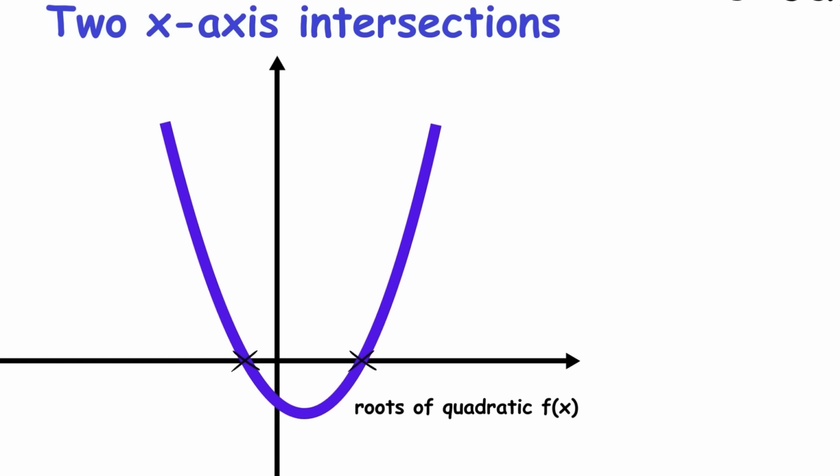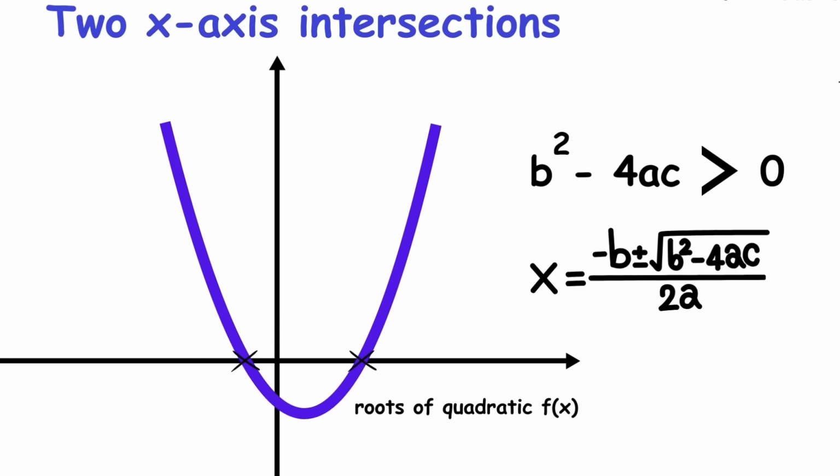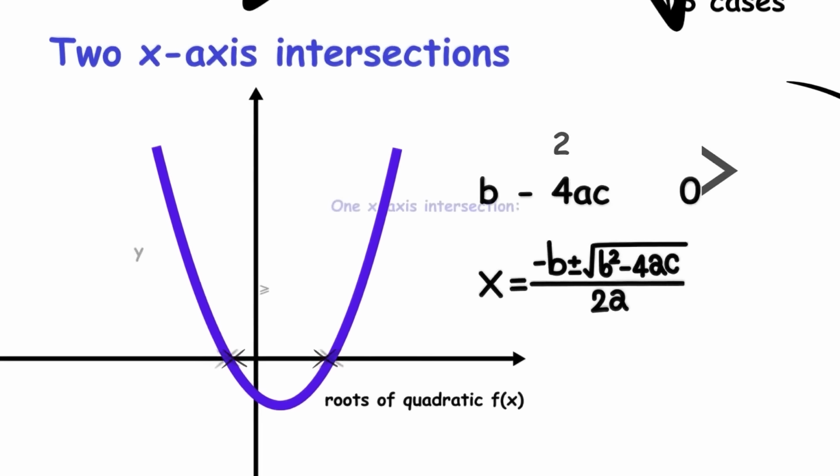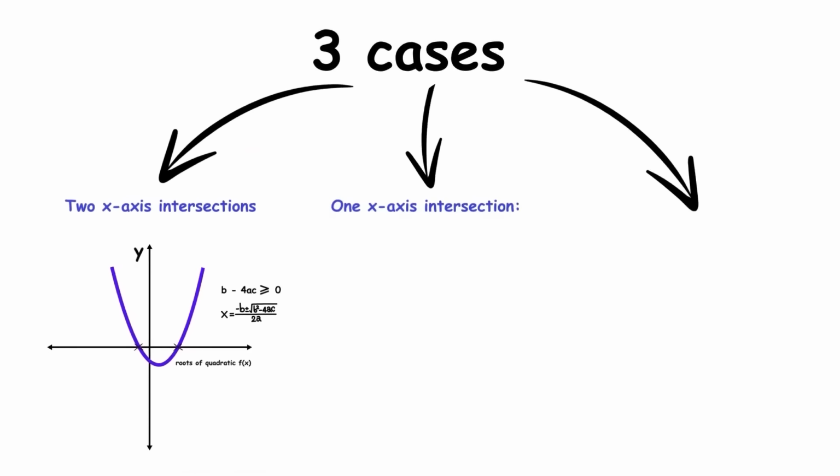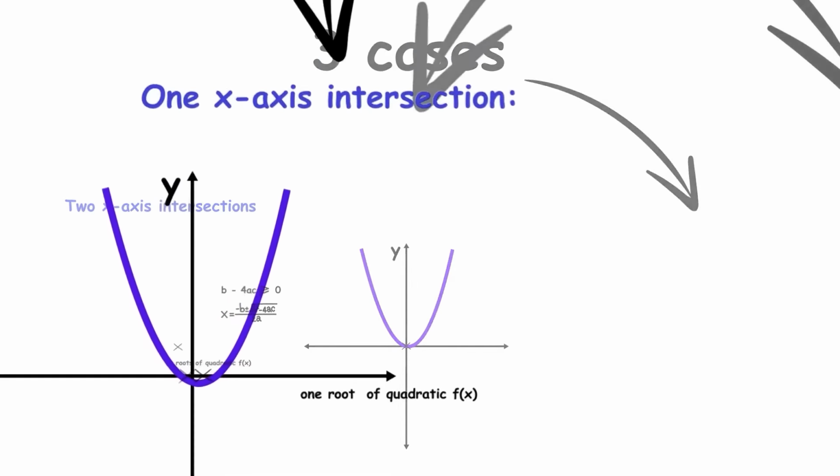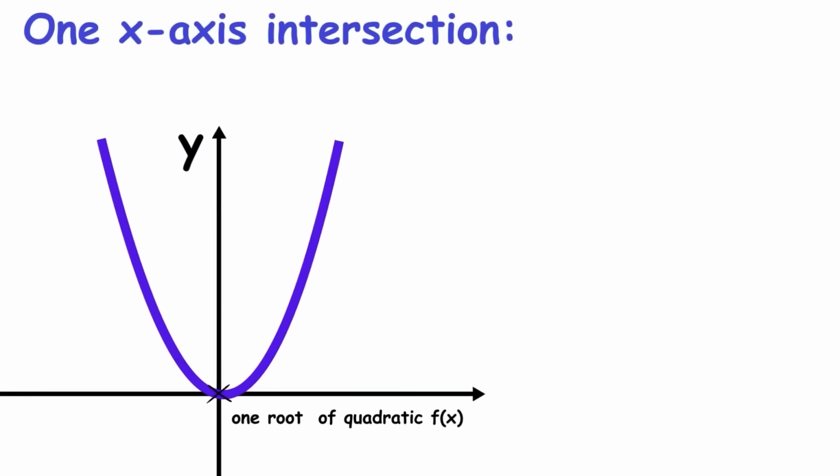This also means that the discriminant of the function, b squared minus 4ac, is positive. The discriminant is the value inside the square root in the quadratic formula x equals negative b plus or minus square root quantity b squared minus 4ac over 2a. 1 x-axis intersection. The function has 1 real-valued 0, which has a multiplicity of 2. This means the discriminant is equal to 0.